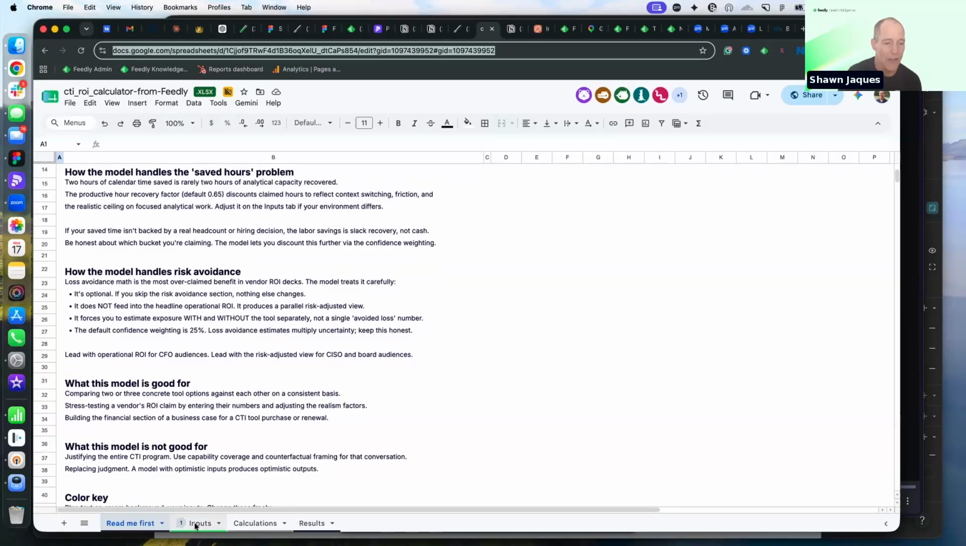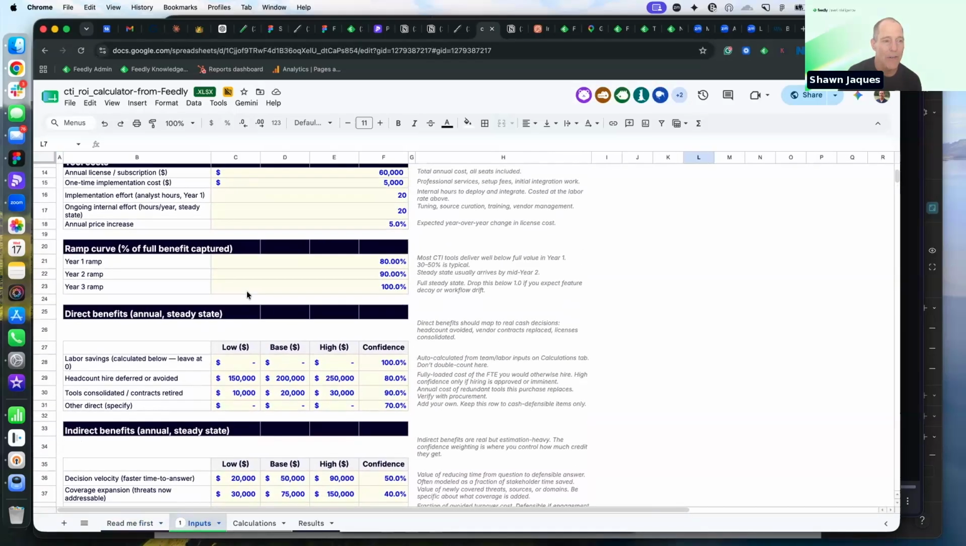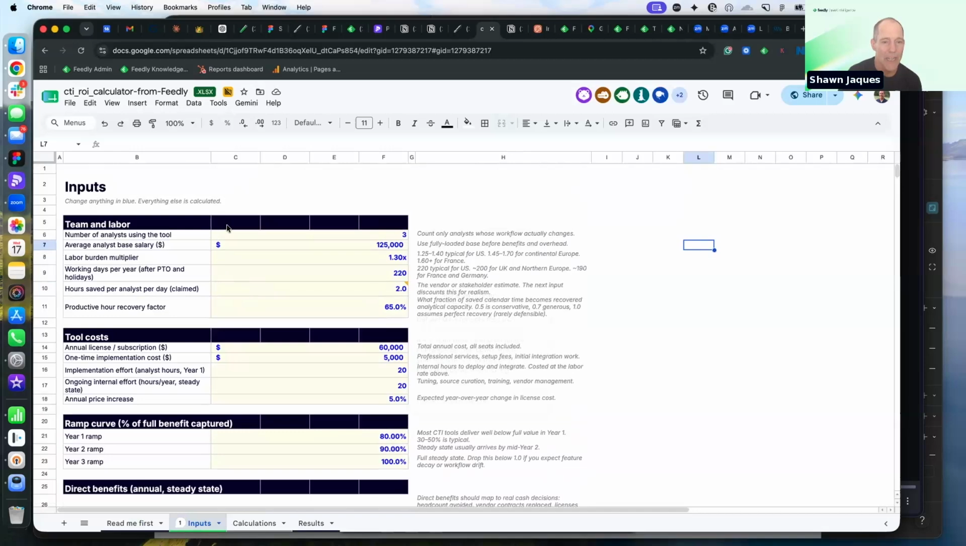Anyway, this tool has some descriptions on how to use it. The first thing you'll do is go to the Input tab, and here you can enter the details of your team and your labor. How big is your team? What's their salary? What's the overhead? How many days are they working after PTO? What is the hours saved per hour? Then there's this productive recovery hour, which refers to how much of that time is actually spent doing threat intelligence work. And if you reallocate that time to something else, given switching costs and Slack and everything else, how much of that time can you really recover? This is trying to get to a more conservative, more realistic aspect.